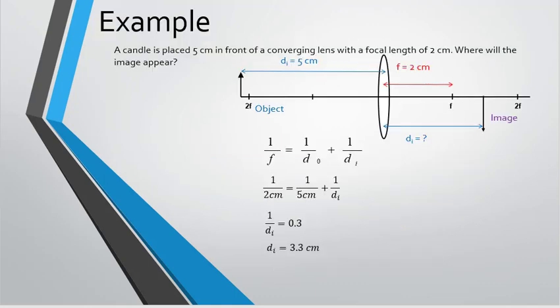And I did an example so you can kind of see some numbers. If you have a candle placed 5 centimeters in front of a converging lens with a focal length of 2 centimeters, where will the image appear? And so you use that thin lens equation and start plugging things in. You can either rearrange or plug things in. So you have 1 over 2 centimeters is equal to 1 over 5 centimeters plus 1 over the image distance. And when you solve that out, 1 over the image distance ends up being 0.3, and it's centimeters to the minus 1, so I didn't put that on there.